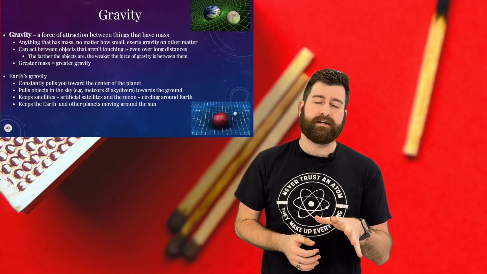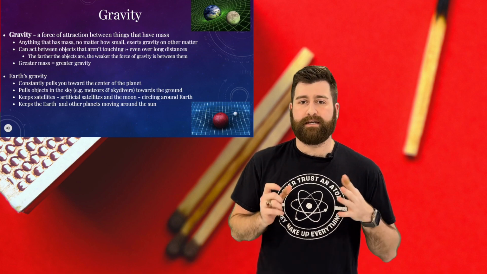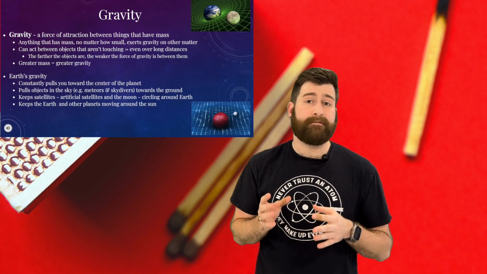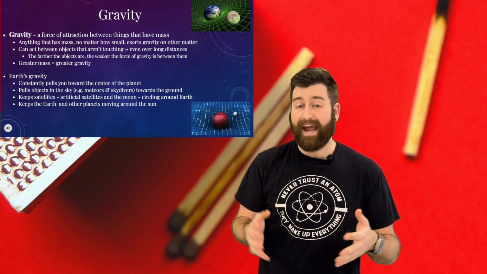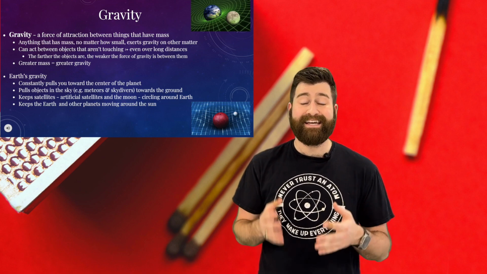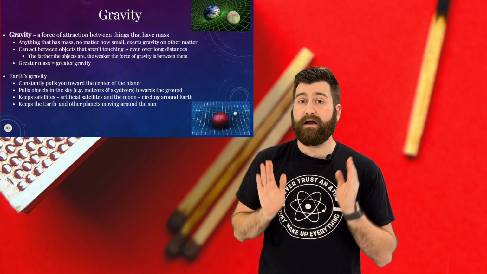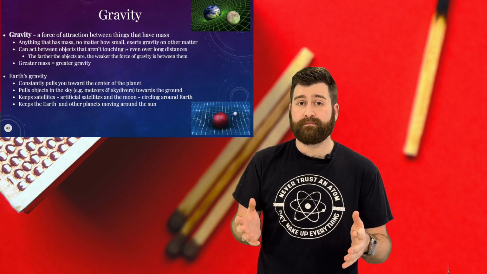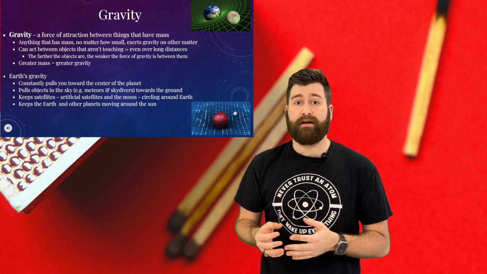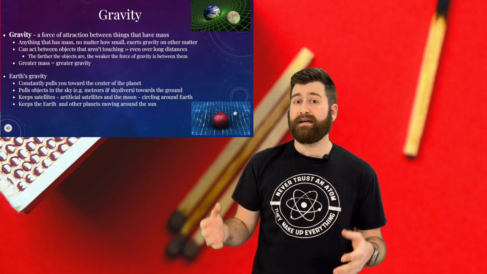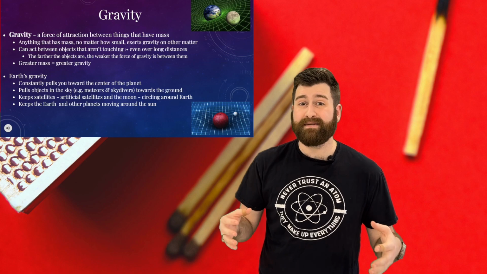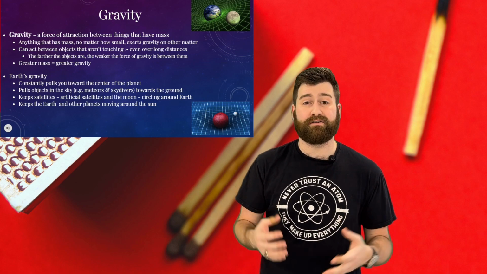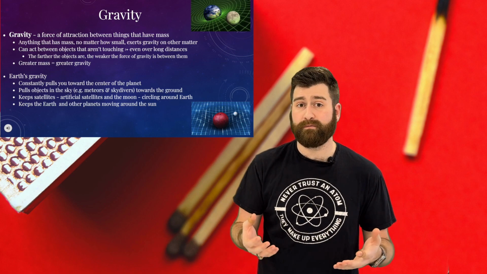Now, moving on from friction, let's take a look at gravity. Gravity is a force of attraction between things that have mass. Anything that has mass, no matter how small, exerts gravity on other matter. This means that you are exerting gravity on the pencil or pen in your hand writing notes, and at the same time that pencil or pen is exerting its gravity back on you.